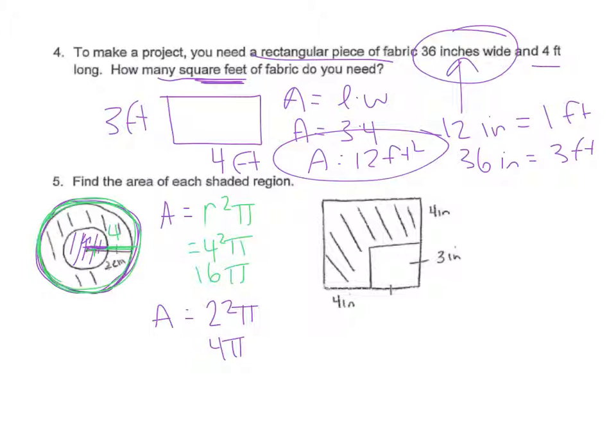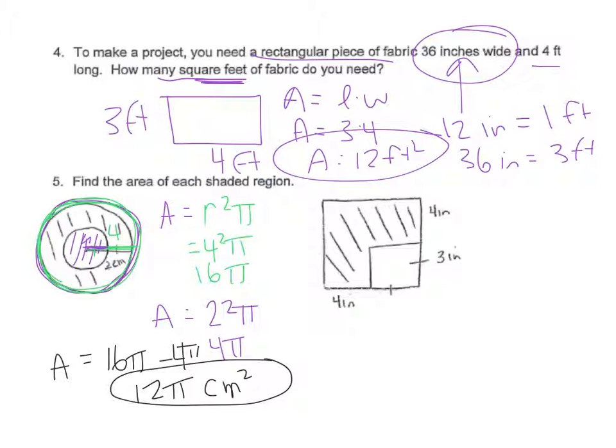So my final answer is going to be the area of the outside, which is 16 pi, minus the area of the inside, which is 4 pi. So my answer is 12 pi, and your units are centimeters squared.